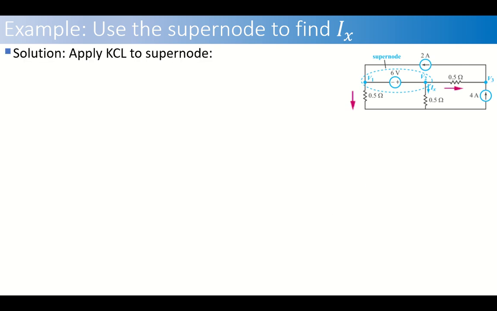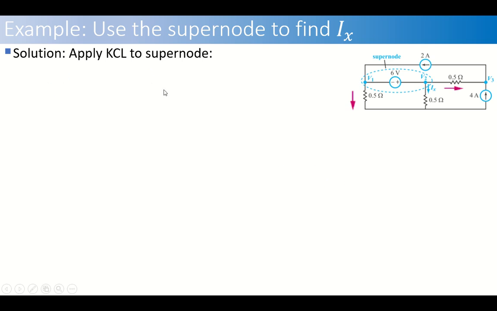Before proceeding, remember that we must know the current direction in each branch. Current direction in this branch is from V1 to ground. This is the ground point. Here current is also from V2 to ground. Here current direction is already given. In this branch, current direction is from V2 to V3, and in this branch the current direction is already given.